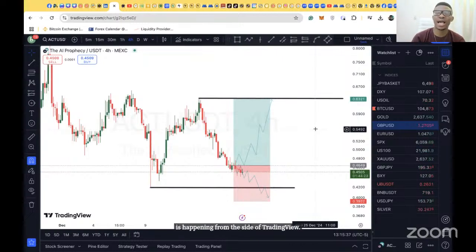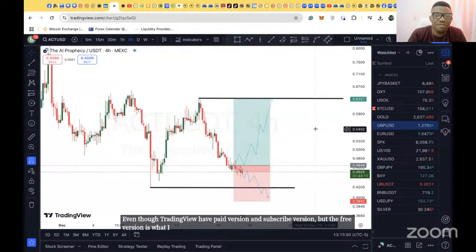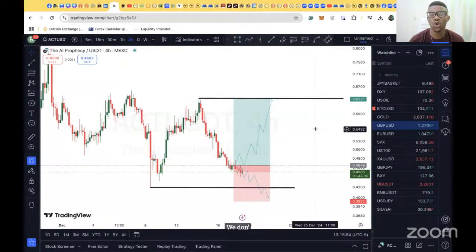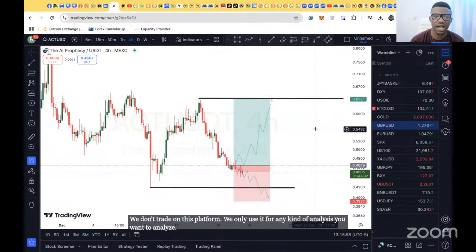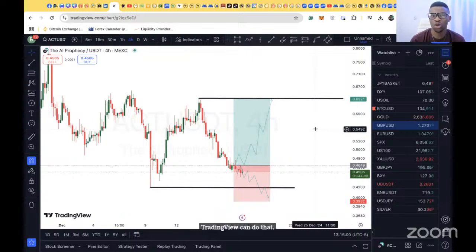So how do you get access to TradingView? It's just a website, tradingview.com. You register on the website for free. Even though TradingView has a paid and subscription version, the free version is what I'm using. It's enough for everybody to do their analysis. We don't trade on this platform. We only use it for any kind of analysis you want to do. TradingView can do that. So you just go to the website, open it up, look for the asset, open up the asset and begin to analyze.